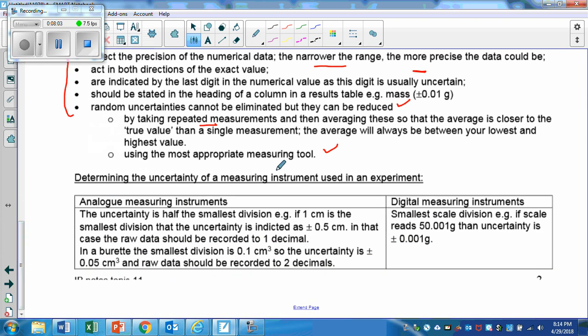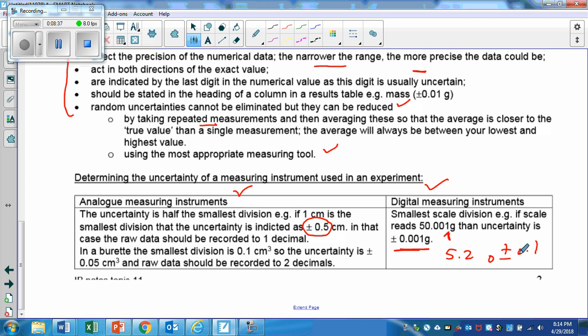Determine the uncertainties by using different equipment. So if we are using analog equipment, okay, we will use half of the last digit as our random uncertainty. If we are using digital equipment, which is usually the case, the uncertainty will be the last scale. The smallest scale division will be your uncertainty. So in this case, it will be 0.001. So if it is 5.2, then plus minus 0.1 is your uncertainty.